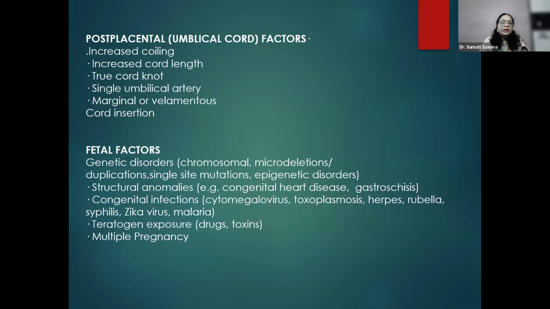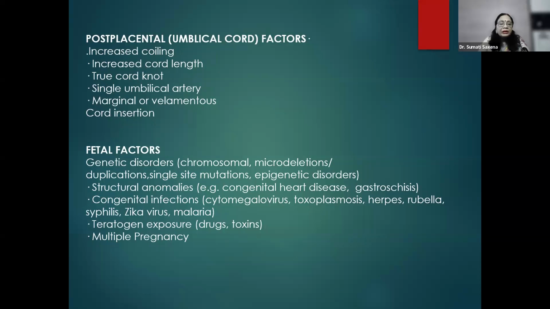marginal or filamentous cord insertion. And in fetal factors, there are some genetic disorders in the form of chromosomal abnormalities, microdeletion, duplication, single-site mutation. So they can be responsible for genetic disorders which can lead to FGR. And there are certain structural anomalies like congenital heart disease or gastroschisis which can lead to FGR.